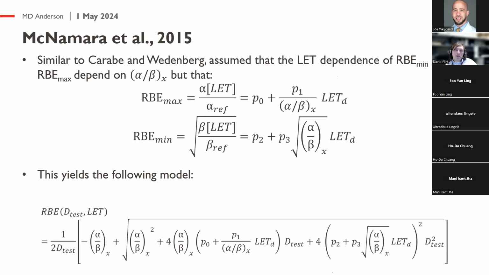Building on this work, McNamara et al. used a similar function to Carabe, but there was a unity term, a one term in the alpha over alpha ref term. They allowed that to be a free parameter, which they called P naught. And they also decided to model the beta dependence by assuming it depends linearly on the square root of the reference alpha over beta ratio. So that yields this expression right here.